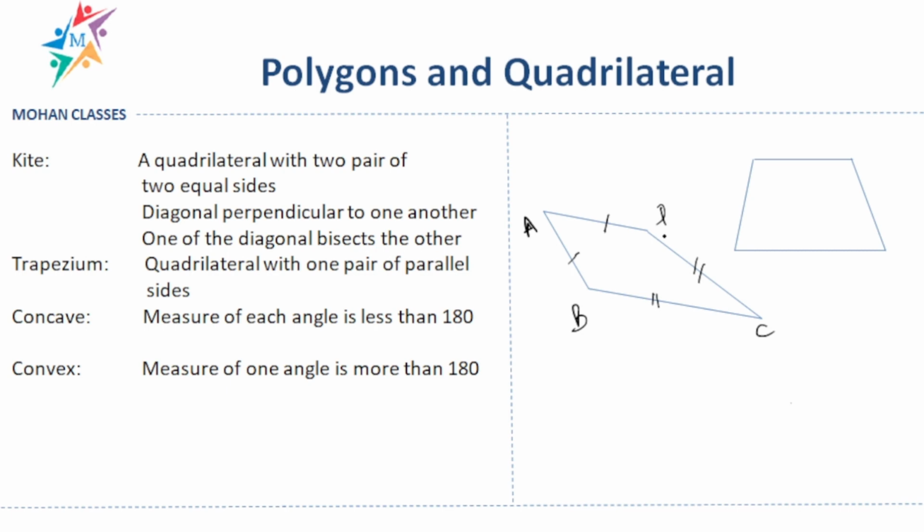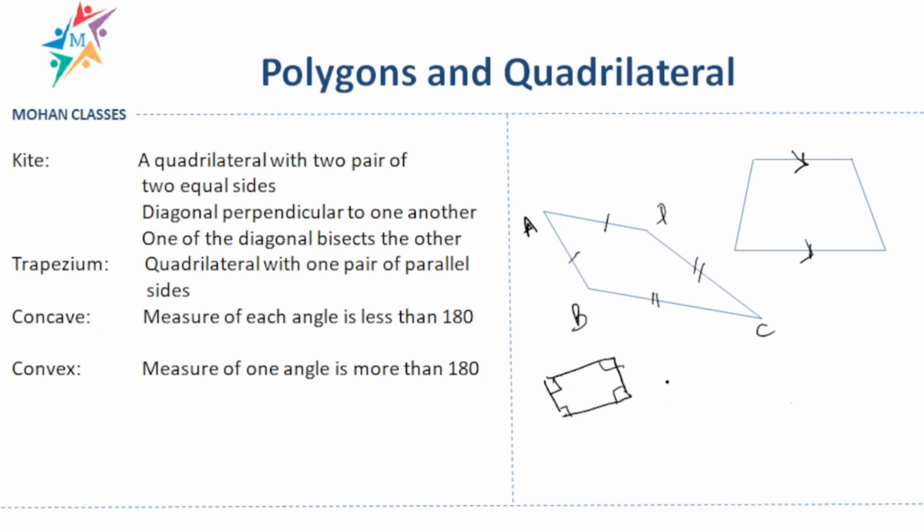Okay. What about trapezium? In a trapezium, one pair of sides will be parallel. So these two lines will be parallel. Not equal, parallel. Okay. So what about concave? Concave is when the measure of each angle is less than 180 degrees. So that means we can take a rectangle as concave, right? What is the angle of a rectangle? Is it less than 180 degrees only? It is 90 degrees here, here also 90 degrees, here also 90 degrees, here also 90 degrees. So it is concave.